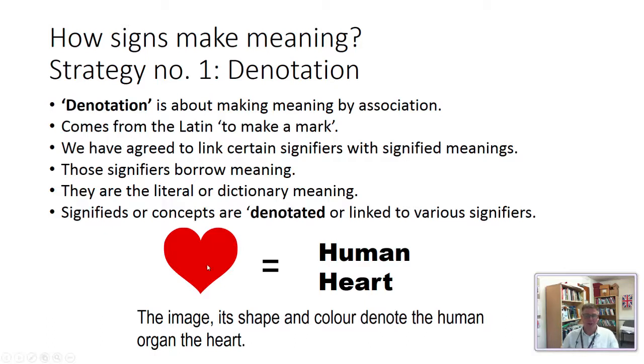So if we turn back to our image of the heart, here, this pixelated shape, like two circles linked together with a bit coming out the bottom with a dip in the top, we've come to associate that with the human heart. And we look at that and we all know pretty much, as long as we share the same culture, that that concept refers to the human heart. The image, shape and its colour denote the organ, the heart. That's what we think it means.